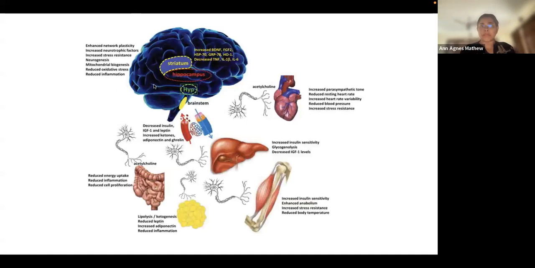It also works, especially in very young children in whom neuronal plasticity is higher, by enhancing network plasticity and increasing neurotrophic factors, neurogenesis, and mitochondrial biogenesis, mainly working on the hypothalamus, hippocampus, and striatum. It reduces insulin, IGF, and leptin, and increases ketones, adiponectin, and ghrelin. And then how it works on various organs: lipolysis, increased insulin sensitivity, reduced insulin resistance, increased parasympathetic tone, working in the liver, the heart, the gut, and on fat cells itself.